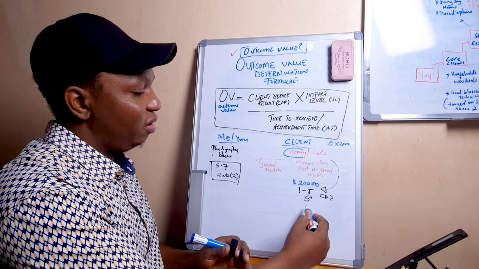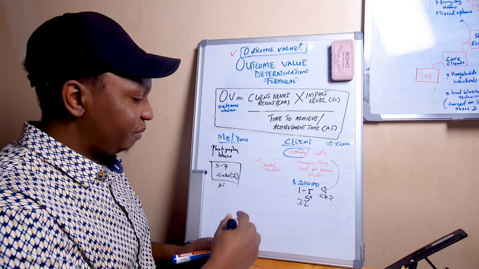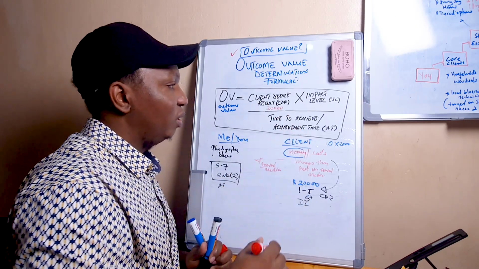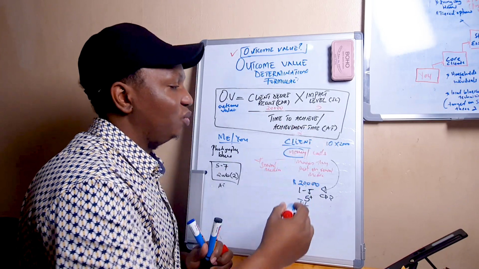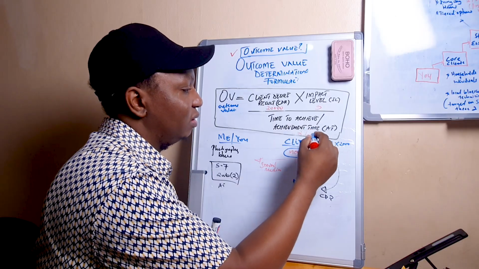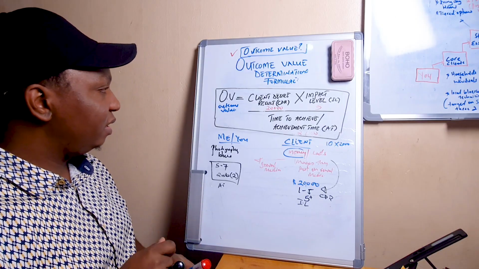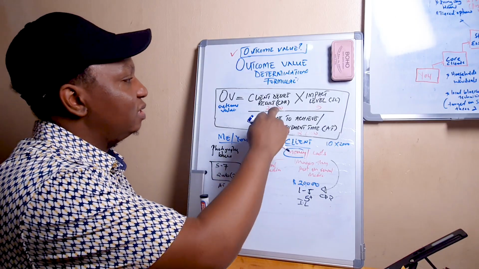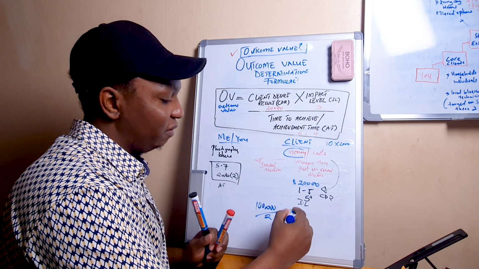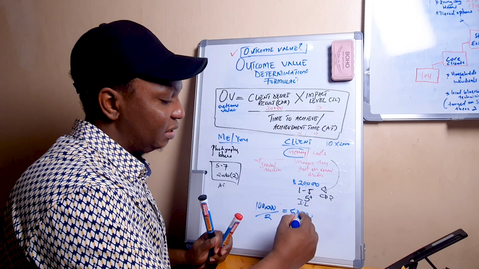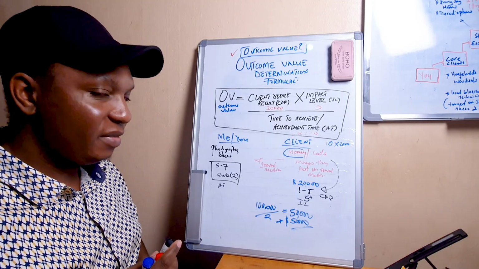Now we have our client desired result, which is money. This becomes the CDR. We have our IL and we have our AT. If you plug this into the equation, we have 20,000 multiplied by 5, divided by 2. If you do the math, your OV, that is outcome value, is 20,000 times 5, which is 100,000, divided by 2, which gives us 50,000 USD.